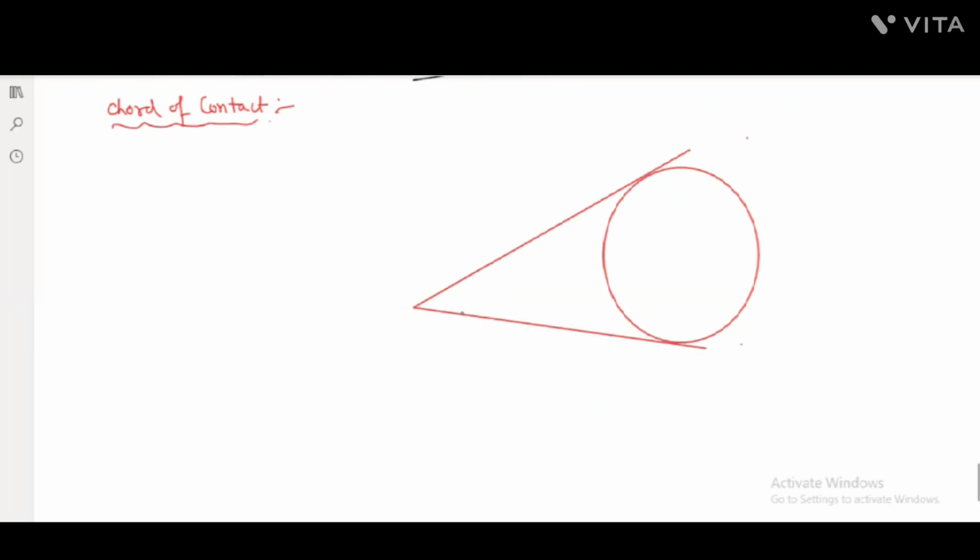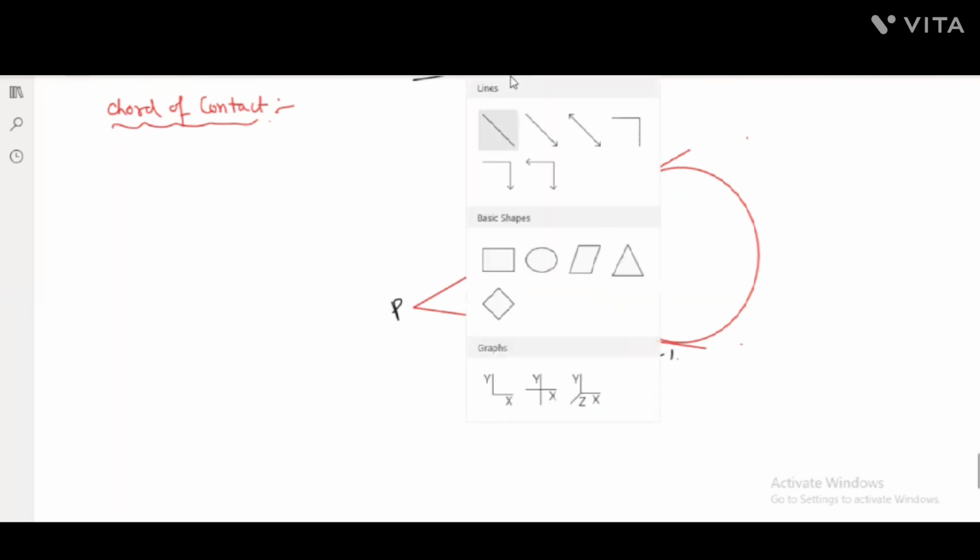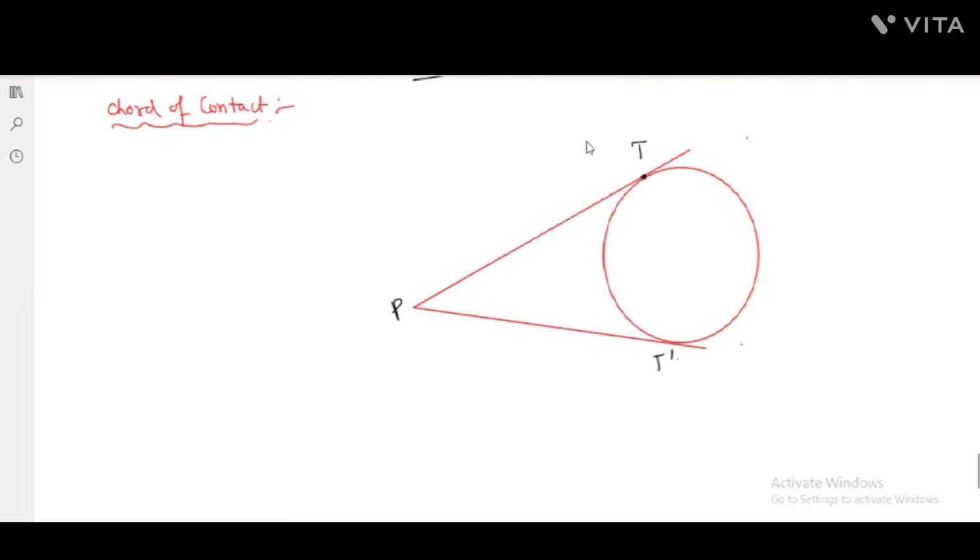So these intersect the circle at 2 points. Let's call them T and T dash. If I join these 2 points, the line which joins these 2 points is called the chord of contact.